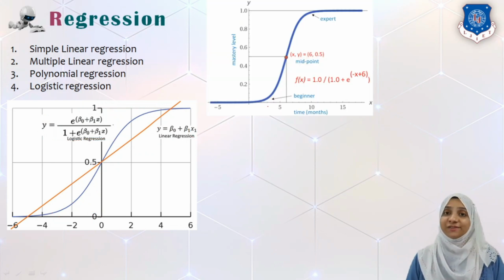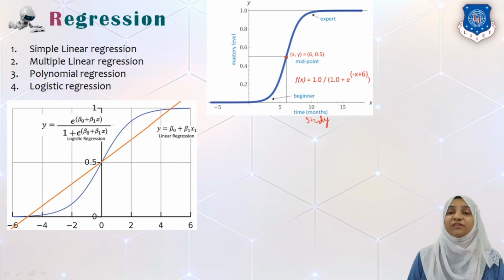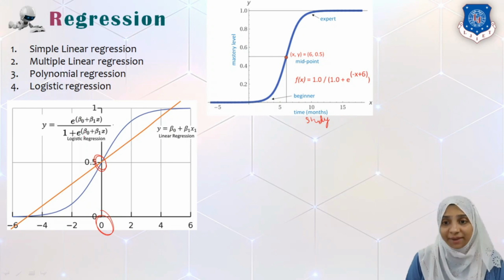Now here, one example is covered to understand. Over the x-axis we have time in months. This time is nothing but the study time a particular student or person spends to prepare for some exam, and this is the mastery level or expertise of that student. And as I said, at x equal to 0, it gives a y value of 0.5. If I put x as 0 over here, it will give me that value of y.